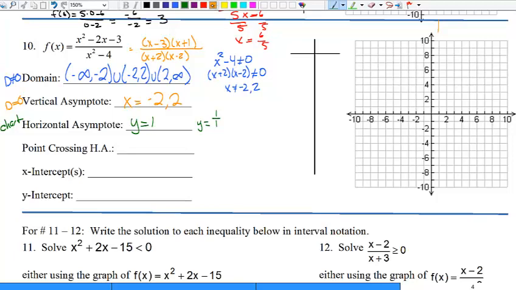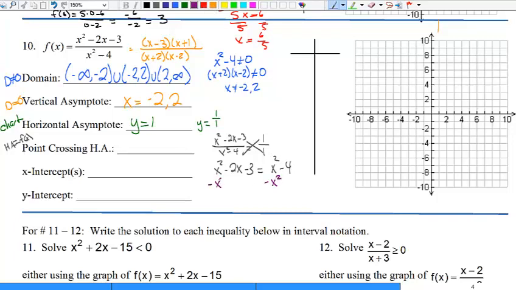The point crossing the horizontal asymptote. So I have a point crossing the horizontal asymptote this time. So what I need to do is set the horizontal asymptote equal to the function. So my function is x squared minus 2x minus 3 over x squared minus 4. And that's equal to my horizontal asymptote, which is 1, or 1 over 1 in this case. So when I cross multiply, I'm getting x squared minus 2x minus 3 times 1, which is itself, and x squared minus 4 times 1, which is itself. And now I get to solve.